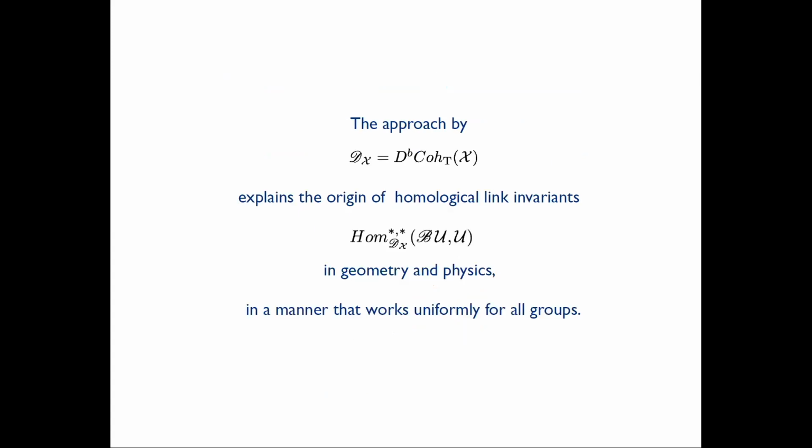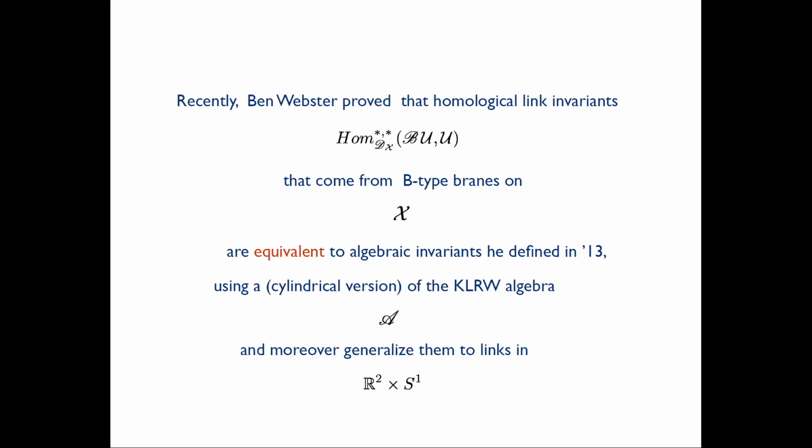So this approach explains the origin of homological link invariants in geometry and physics in a manner that works uniformly for all groups. Recently, I've actually proved that link invariants, they come in beta and X, are in fact equivalent to the algebraic invariants defined in 2013, and in fact generalized them to links in any group. So we took some time in the beginning. I'll just need a few minutes to explain this match.